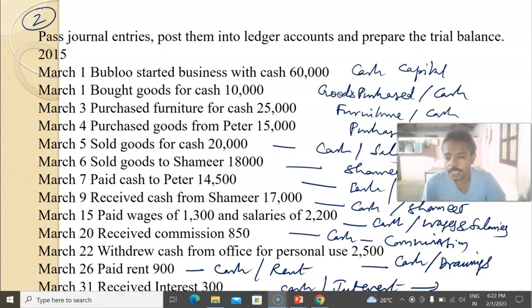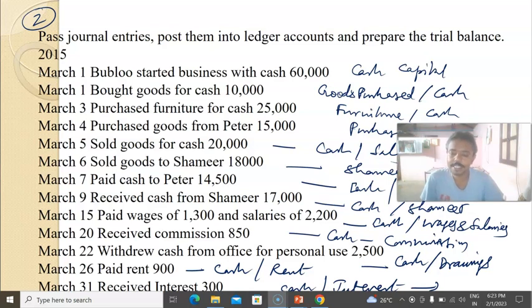Next, March 22, paid rent rupees 900. So we have two accounts: rent account and cash account. Cash account is a real account, credit what goes out. So cash account has to be credited. The rent is a nominal account, right? Debit all expenses and losses. So we have to debit rent account. So the entry would be rent account debited rupees 900 to cash account rupees 900.